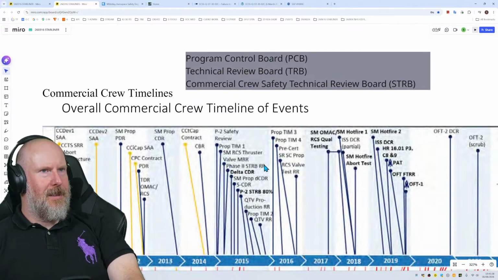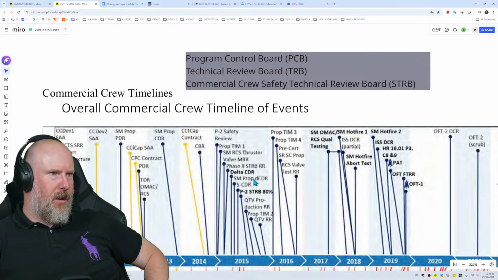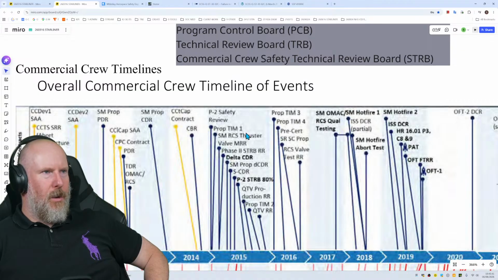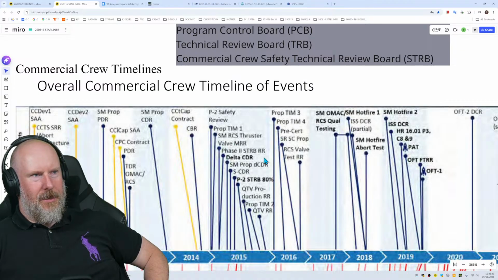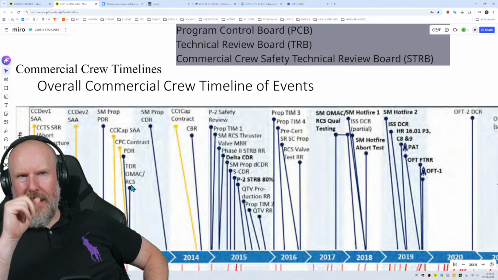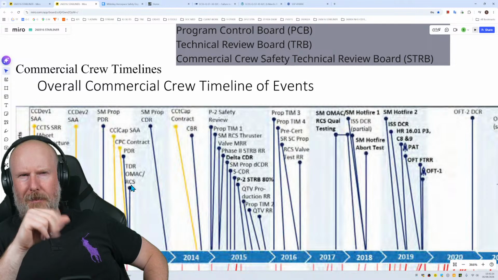Phase 2 STRB, so Commercial Crew Safety Technical Review Board. Delta CDR, SM Prop, Propulsion. So all this CDR and Delta CDR and SCDR, all of those things, they are little red flags to just highlight there's something not quite right with the program here.